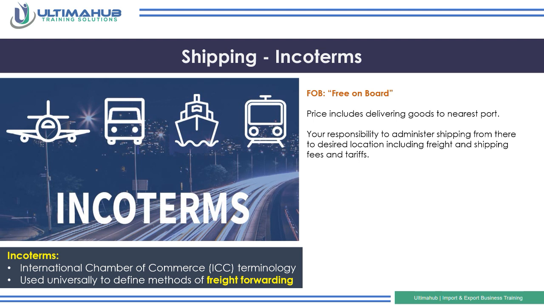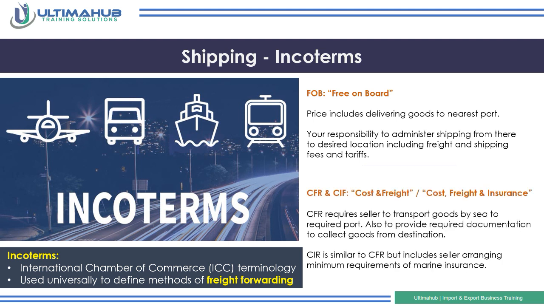Another common one is cost and freight, CFR, or CIF, which is pretty much the same thing but with insurance. So CFR requires your manufacturer to transport your goods by sea to the required port. That's the nearest port to you. They will also provide the required documentation to customs when the delivered goods reach the location that they're being imported to. So they're looking after more of the process with CFR. And CIF will give you insurance as well. Usually it's minimum requirements of insurance, but it is a bit of a safety net for you in case any damage happens to your products whilst they're being shipped.